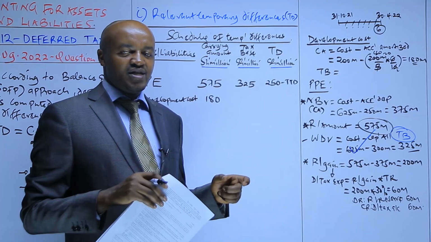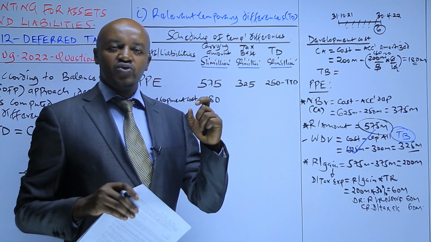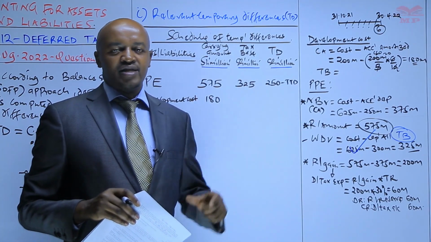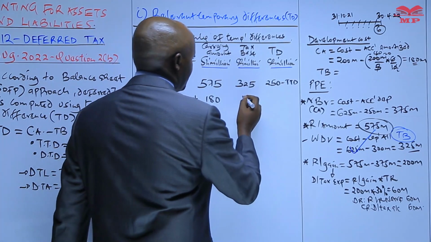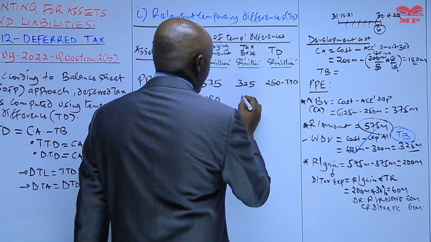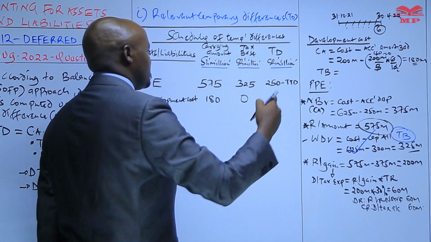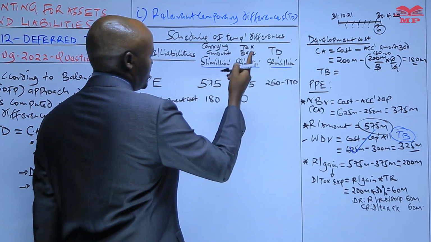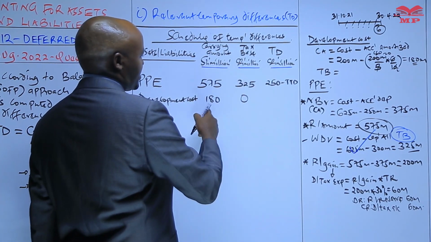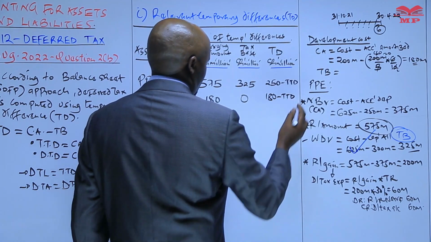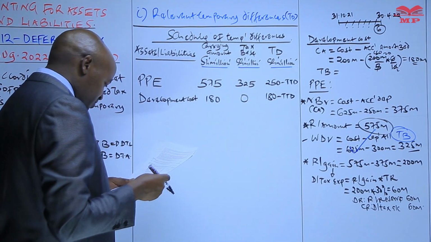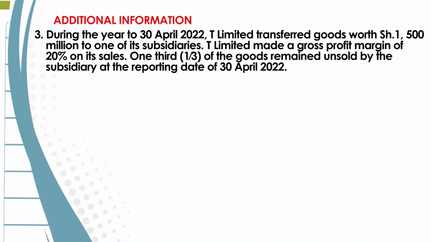Then the tax base, in this case, will be the amount which will be treated as an allowable expense in the future. And take into account the full amount has already been treated as an allowable expense. So the amount which will be treated as an allowable expense in the future will be what? 0. So therefore that is the tax base. So we get the difference here, which is 180, still positive, and that is a taxable temporary difference. So let's move to point number 3.